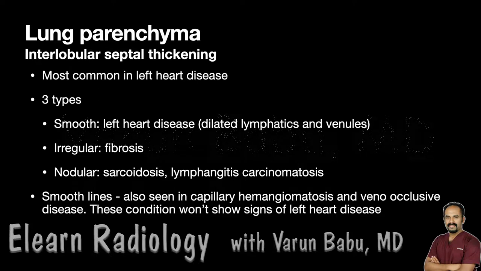A differential for smooth lines are also veno-occlusive disease and capillary hemangiomatosis. These conditions will not have other findings of left heart disease, and that's how you distinguish it from left heart disease.